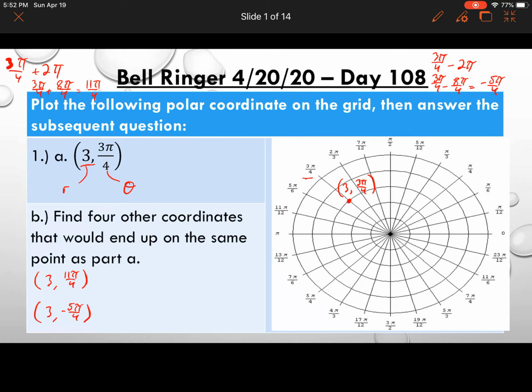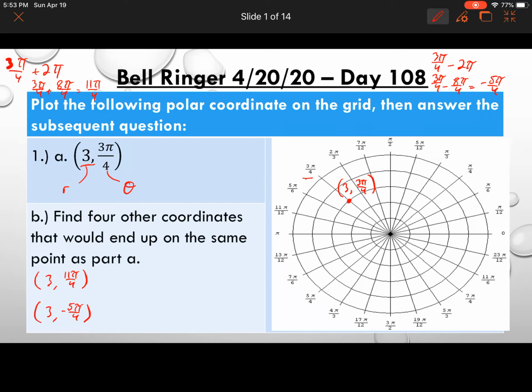So once again, all we're doing when we're adding or subtracting 2π is going around the circle one full revolution, whether clockwise or counterclockwise, to end up in the same spot. We can always use this trick if we keep our r value the same. We kept the 3 the same.